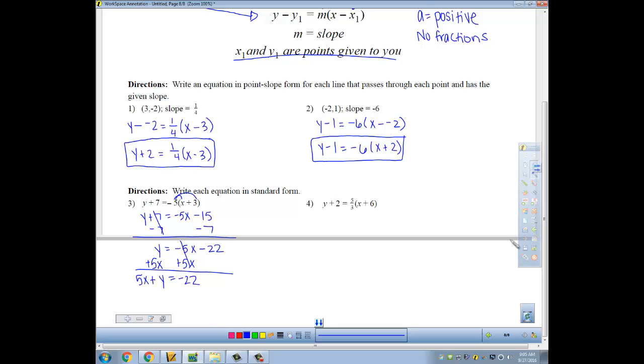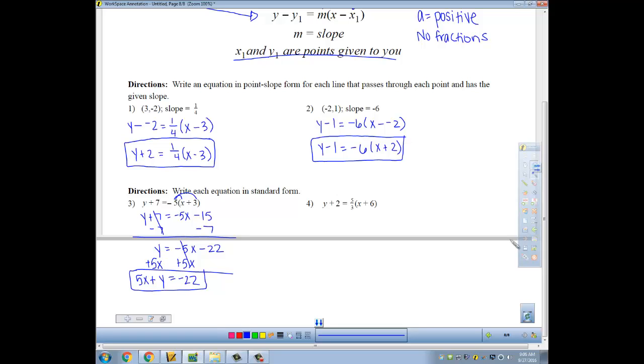So I'm going to check my three things. First thing, I need to make sure that my x's and y's are on one side and my constants are on the other, which they are. I need to make sure no fractions, so that part's good. And the number of my x needs to be positive, which it is, so I'm done.